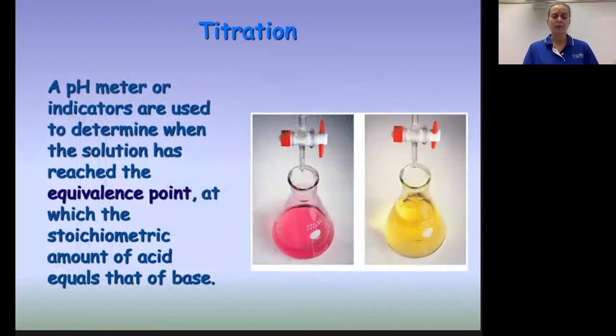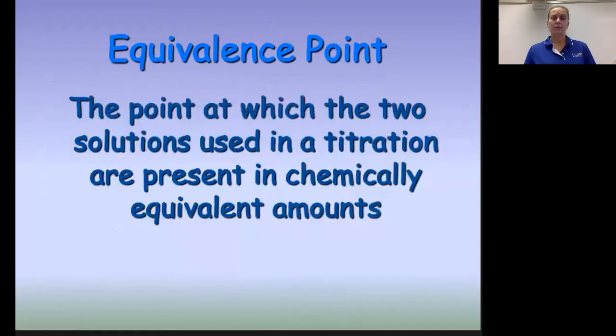So let's go ahead and talk about this idea of an equivalence point. So an equivalence point is the point where the two solutions that are being used in our titration are present in stoichiometrically equivalent amounts. Not necessarily equal numbers of moles, not necessarily equimolar, but stoichiometrically equal. So if you have a 2-to-1 ratio in your balanced chemical equation, you would have that same 2-to-1 ratio in your solutions. So that's the equivalence point.